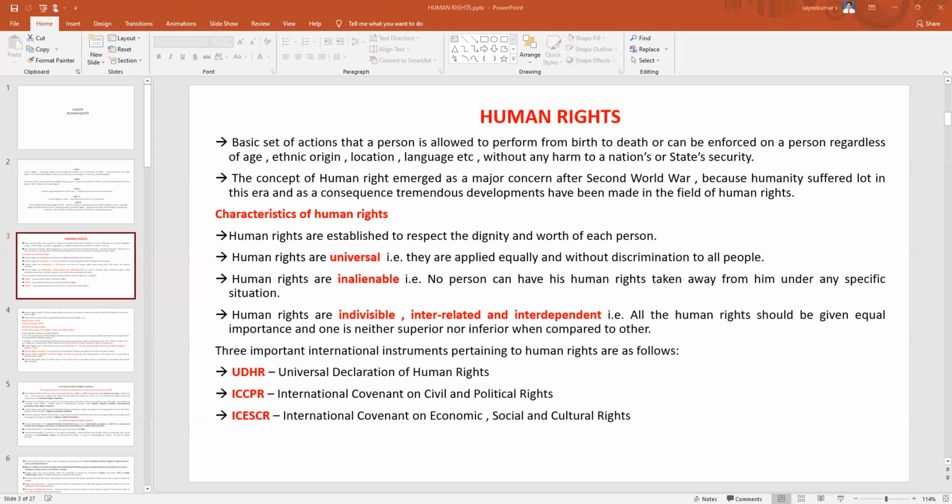Three important international instruments pertaining to human rights are: first, the UDHR, the Universal Declaration of Human Rights by the United Nations on December 10, 1948; the ICCPR, the International Covenant on Civil and Political Rights; and the ICESCR, the International Covenant on Economic, Social and Cultural Rights. Covenant, decree, law, everything refers to the same. Okay, so next.